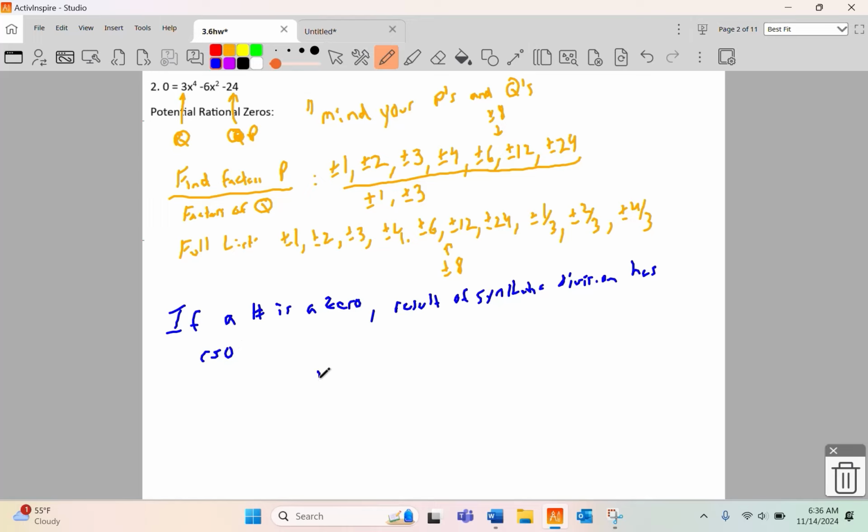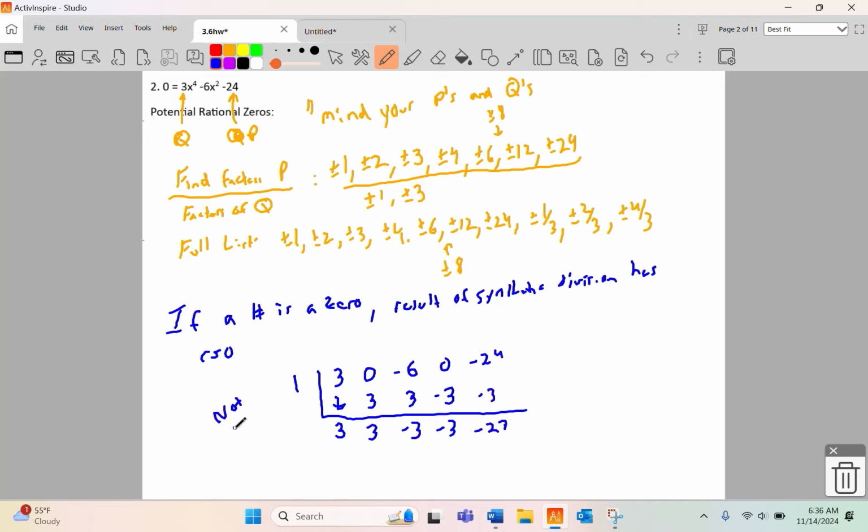So let's just start with 1. So I put a 1. This problem requires placeholders. 3, there's no x cubed, a negative 6 at x squared. There are no x's, and then there's a negative 24. And I dropped the 3. 1 times 3 is 3. 0 plus 3 is 3. 1 times 3 is 3. Negative 6 plus 3 is negative 3. 1 times negative 3 is negative 3. 0 plus a negative 3 is negative 3. And 1 times negative 3 is negative 3, which is negative 27. Not a 0. All right? Why? Because it has a remainder.